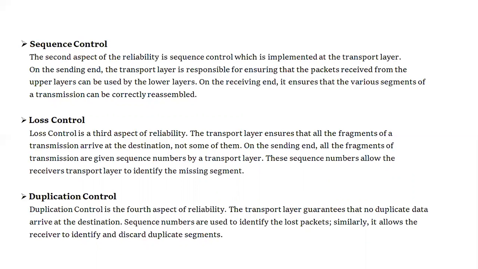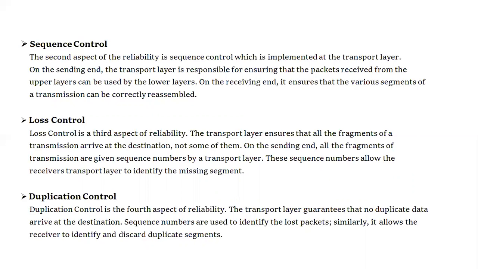Loss control is the third aspect of reliability. The transport layer ensures that all the fragments of a transmission arrive at the destination, not just some of them. At the sending end, all the fragments of the transmission are given sequence numbers by the transport layer. So it is the same thing we discussed in the previous point.